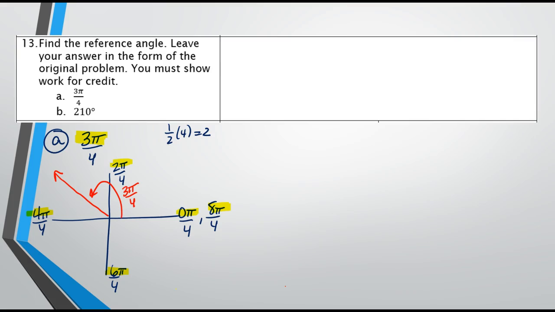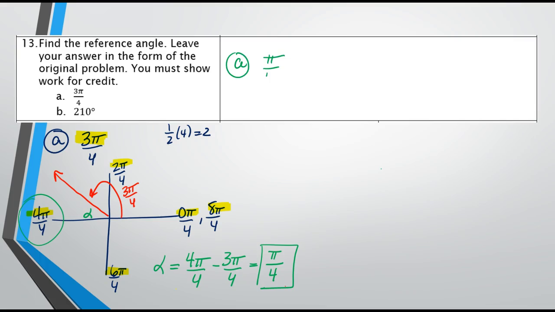And then in order to find the reference angle, that would be this angle right here between the red line and the x-axis. Because we're in quadrant 2, we're going to take this angle here, which is kind of where the 180 is. We're going to subtract our angle from that. So to find our reference angle, we're going to do 4 pi over 4 minus 3 pi over 4. 4 pi minus 3 pi is 1 pi, but I don't have to write the 1, over our common denominator, which is 4. So our answer for part A is pi over 4.